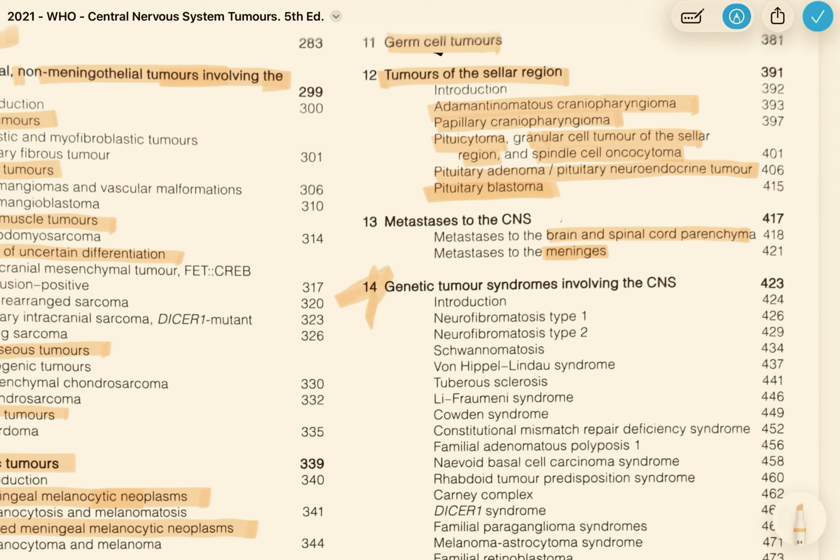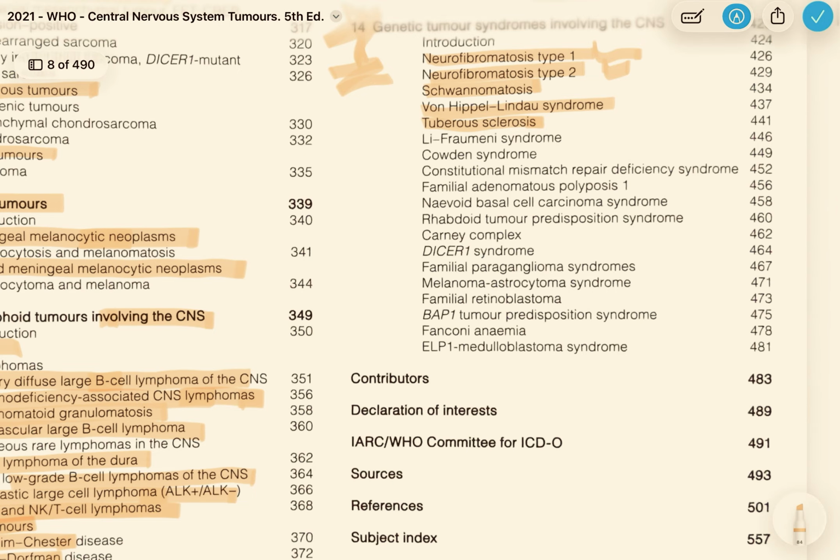And we have genetic tumor syndromes involving the CNS, which are NF1, NF2, schwannomatosis, von Hippel-Lindau syndrome, VHL. Then we have tuberous sclerosis, Li-Fraumeni syndrome, Cowden syndrome, constitutional mismatch repair deficiency syndrome, and familial adenomatous polyposis 1. Then nevoid basal cell carcinoma syndrome, rhabdoid tumor predisposition syndrome, Carney complex, DICER1 syndrome, familial paraganglioma syndromes, melanoma astrocytoma syndrome, familial retinoblastoma, BAP1 tumor predisposition syndrome, Fanconi anemia, and ELP1 medulloblastoma syndrome.